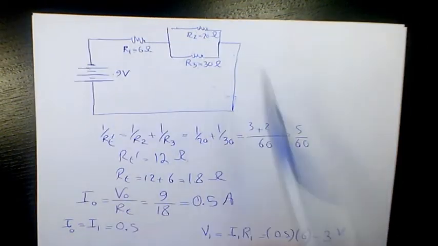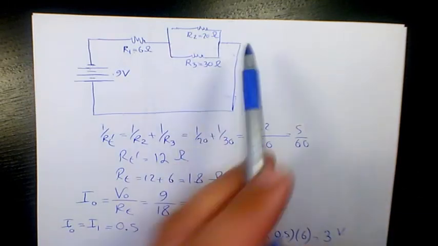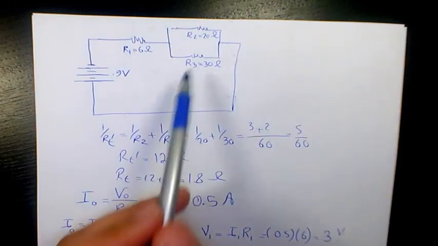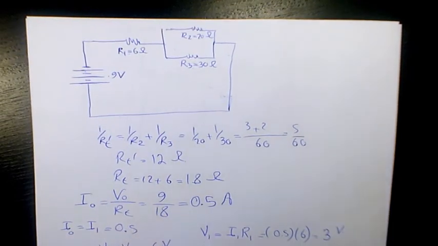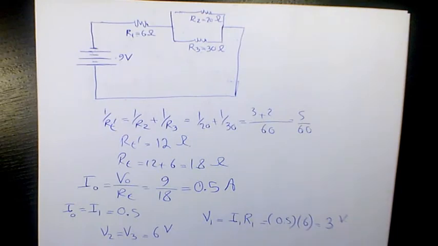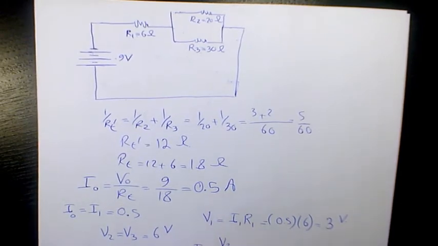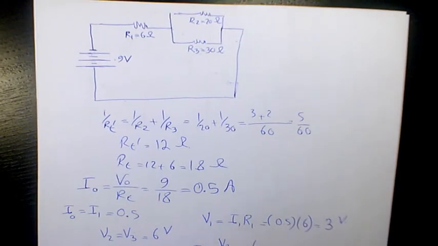And for 2 different branches in parallel, we're going to have the same voltage. So it's going to be 6 here and 6 here. So V2 equals V3 equals 6 volts. And after that, we can find I2 and I3. I2 is going to be V2 divided by R2. I3 equals V3 divided by R3. V2 is 6 divided by R2, which is 20.